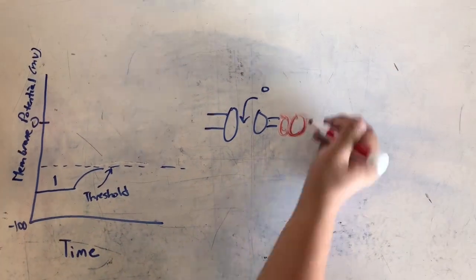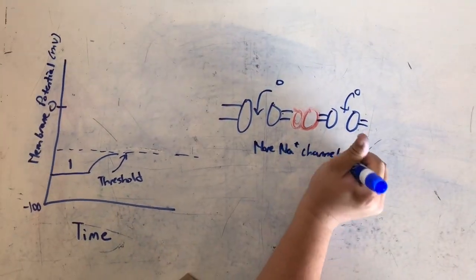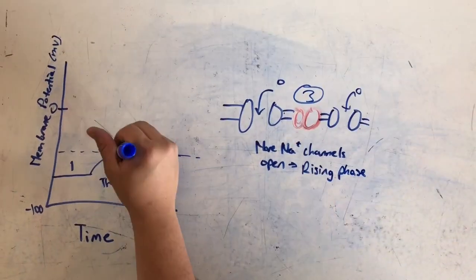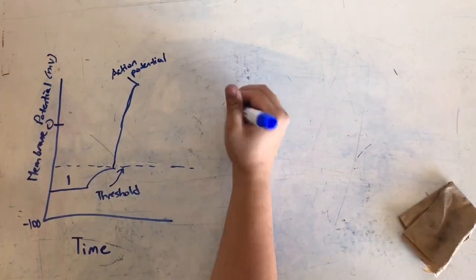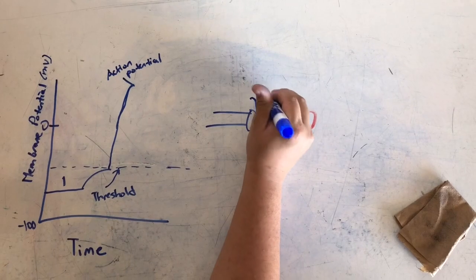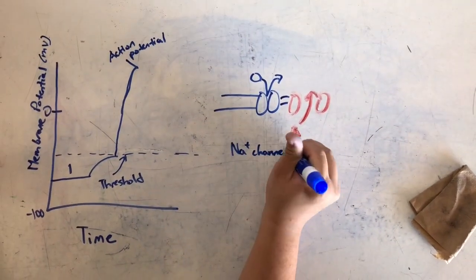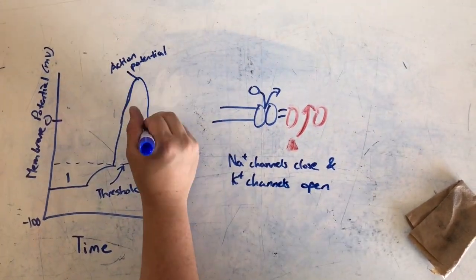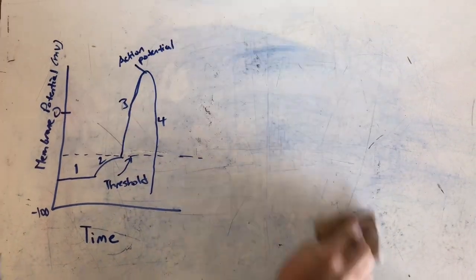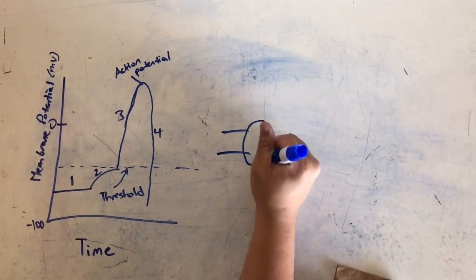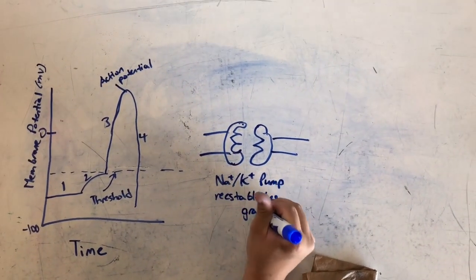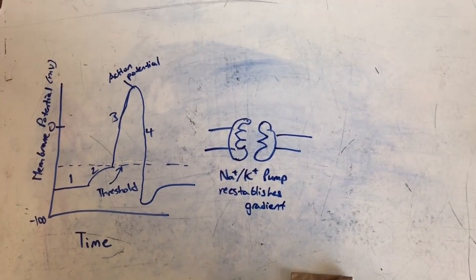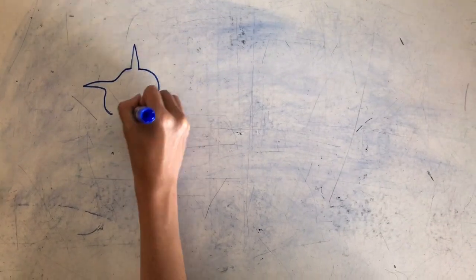In the third phase, called the rising phase, most of the sodium channels open up, and the sodium influx makes the inside of the membrane very positive. In the fourth phase, called the falling phase, most of the sodium channels close and most of the potassium channels open up to make the cell negative again. And finally, in the fifth phase, called undershoot, sodium channels close, but some potassium channels are left open, causing the negative undershoot below the resting potential.